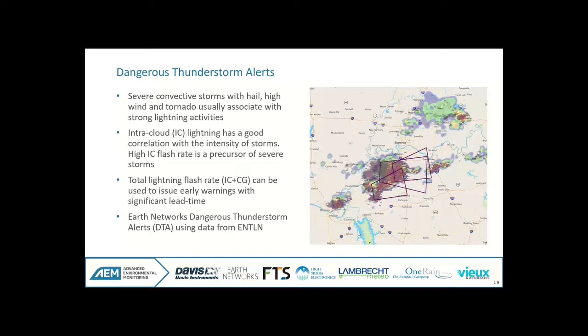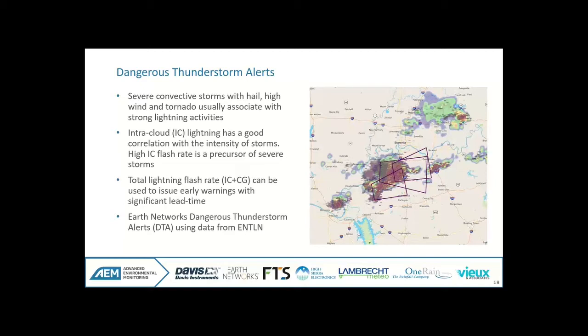where you can visualize alerts that are solely based upon lightning. There's no interaction from a forecaster or the National Weather Service. They simply provide you an advanced warning that there is a dangerous storm with a high flash rate that could produce hail, high winds, tornadoes, and again, flash flooding. So intracloud lightning is strongly correlated with the intensity of such storms. When you have a high IC flash rate, it's usually a precursor for severe weather, and it provides increased warning over the National Weather Service.